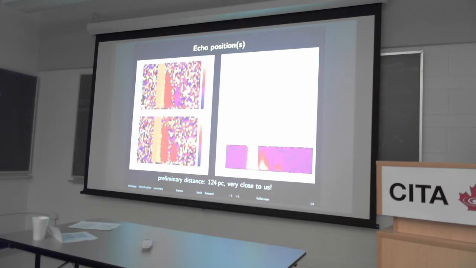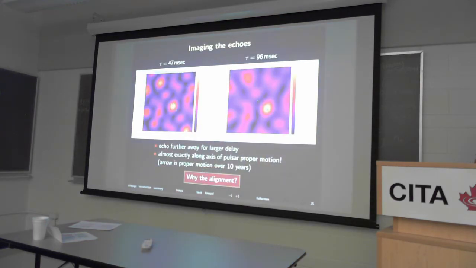But apart from being steep, the spectra are very smooth, so I don't see any hint of a caustic or something like that, which is interesting. On the next slide, I show two images. These are actually dirty maps produced from the visibilities. What's most important is the brightest spot in each of these maps, which shows us the position of the echo.